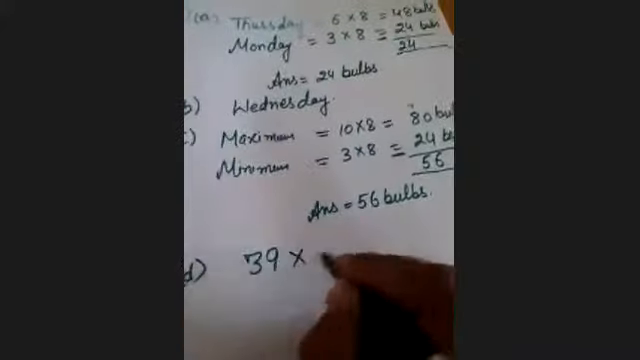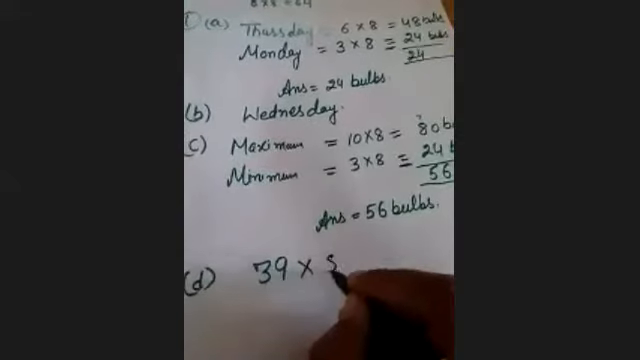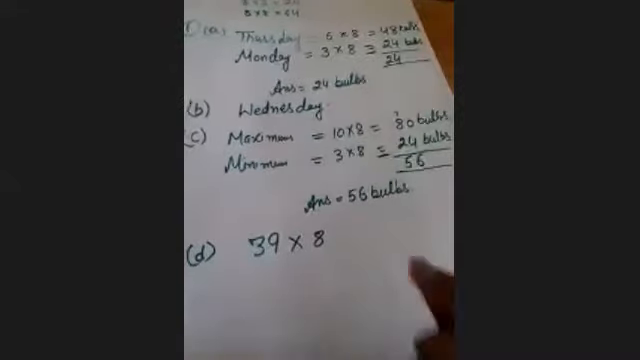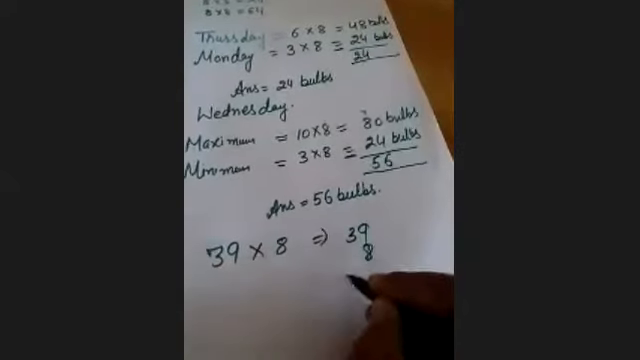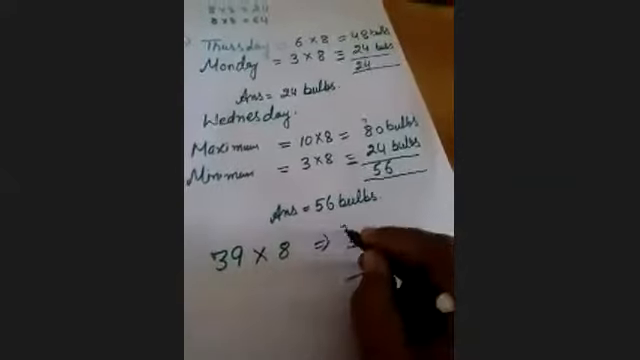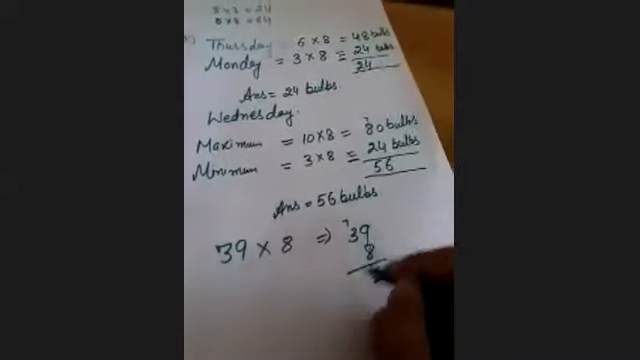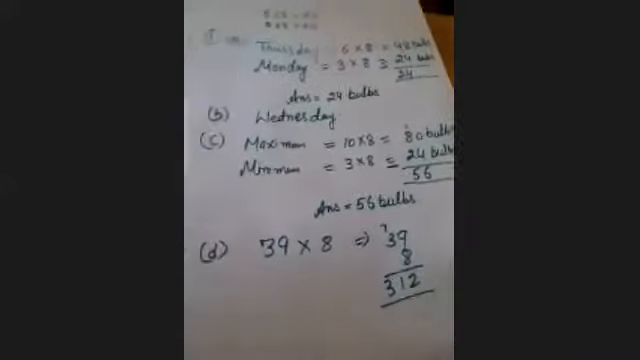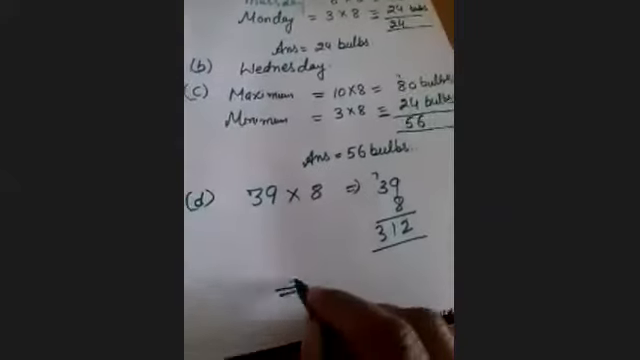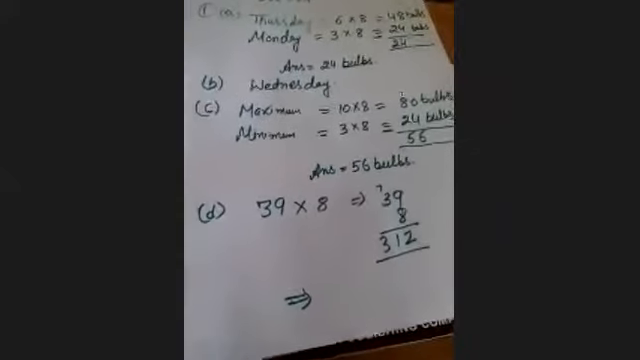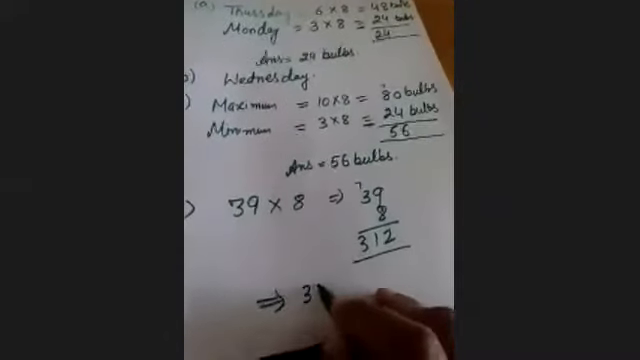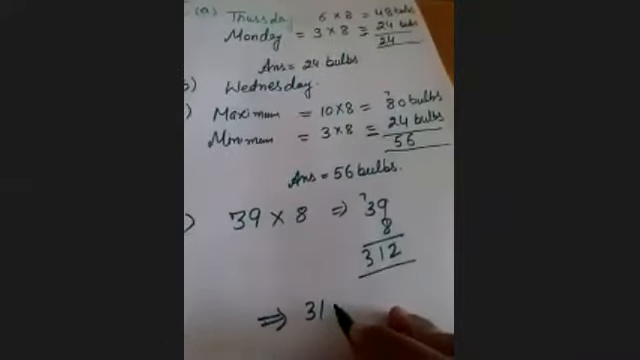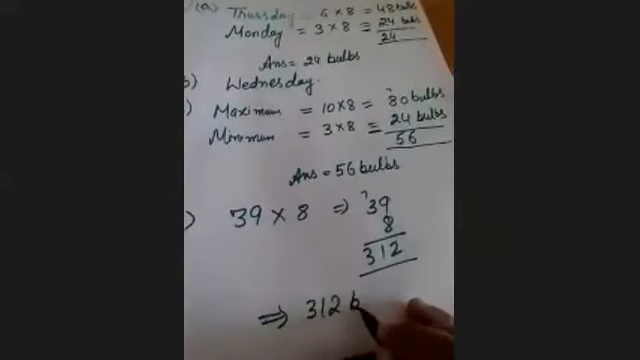Now 39 multiplied by 8. Now multiply and find the answer. 39 into 8 is 312. So total bulbs sold in 6 days are 312 bulbs.